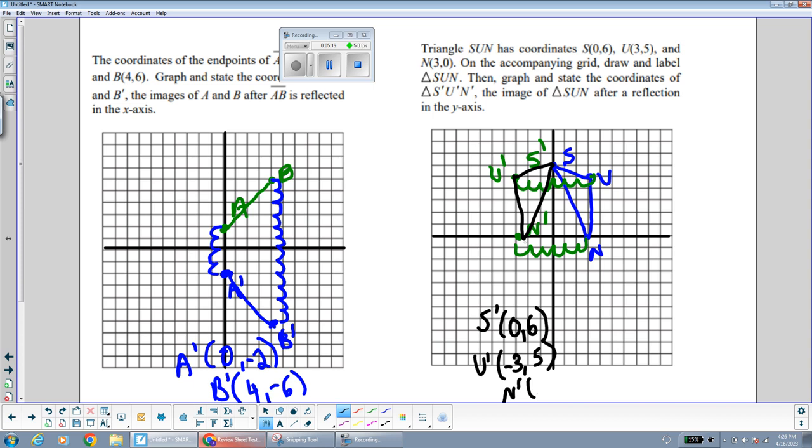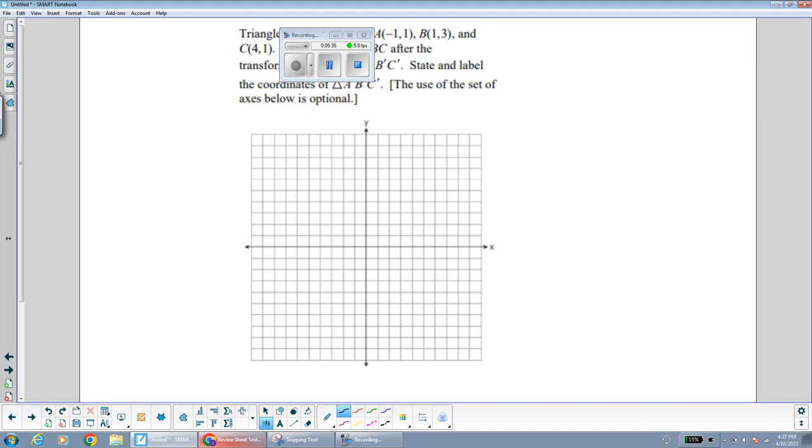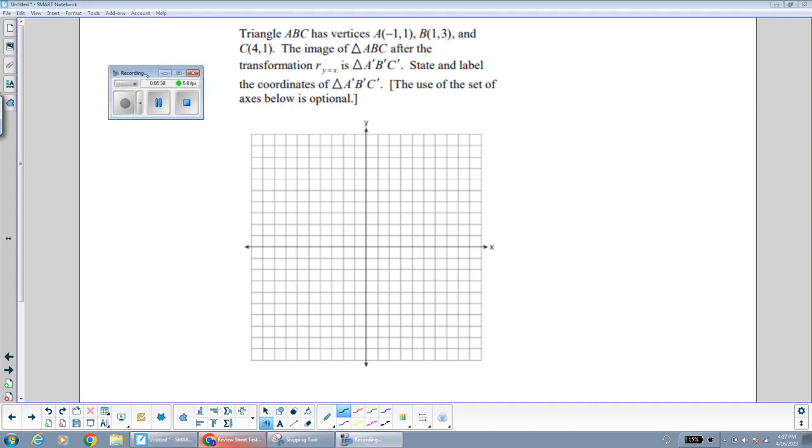And N prime, 1, 2, 3. So -3 and 0. There we go. Notice how it's mirror images on either side of the line of reflection. Okay, let me move this so you can take a look at the question and let me plot my points.